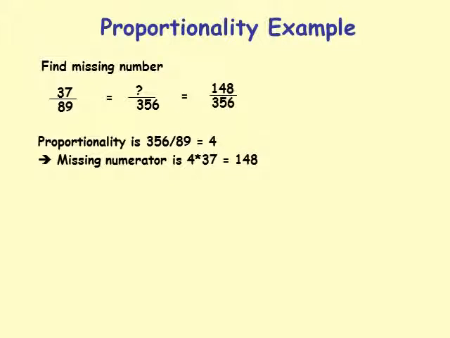And the equivalent fraction with 356 as the denominator is 148 divided by 356. The equivalent fraction of 37 divided by 89 with the denominator of 356 is 148 divided by 356.